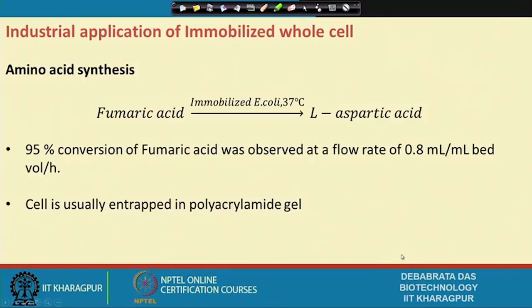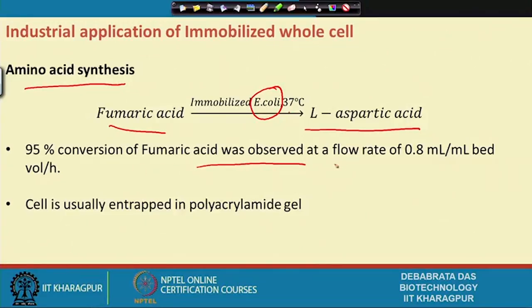Now there are some other examples that I have given here. Amino acid synthesis: fumaric acid, when immobilized on E. coli at 37 degrees centigrade, is converted to L-aspartic acid. 95% conversion of fumaric acid was observed at a flow rate of 0.8 milliliter per milliliter of bed volume per hour. The cell is usually entrapped in polyacrylamide gel.